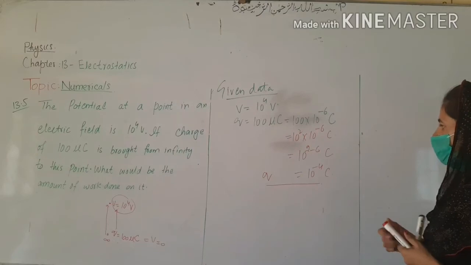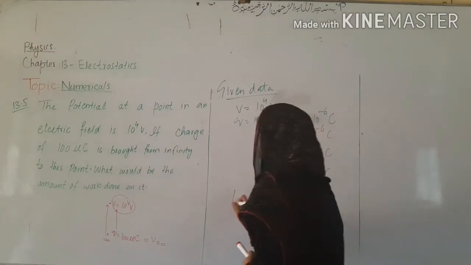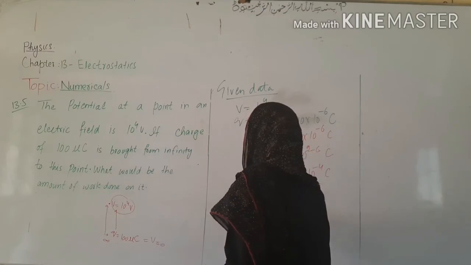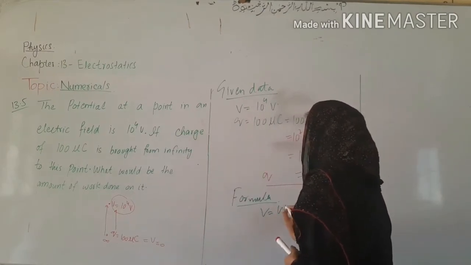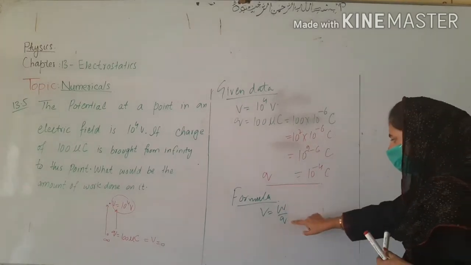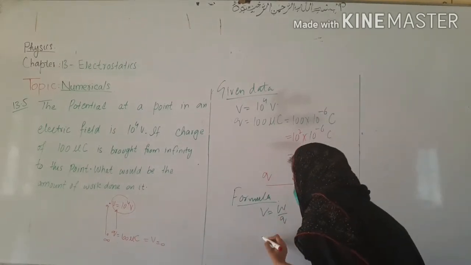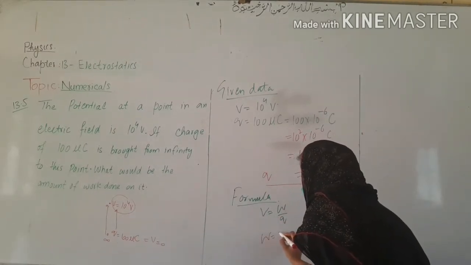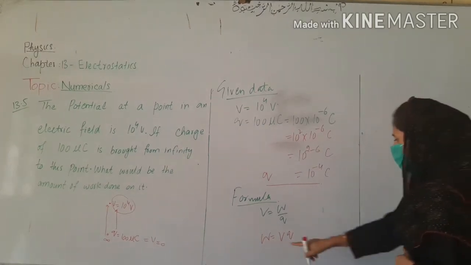Now we have to calculate work done. We know the formula for potential: potential is equal to the work done on a unit charge. We have to calculate W, so Q will be multiplied here in this case. So W is equal to V into Q. Both the values are given.